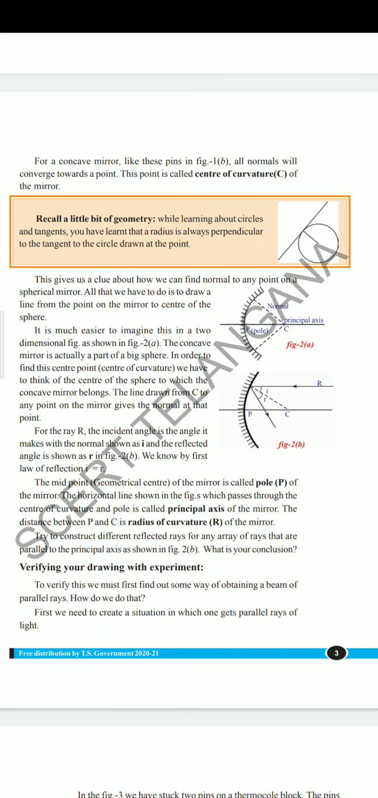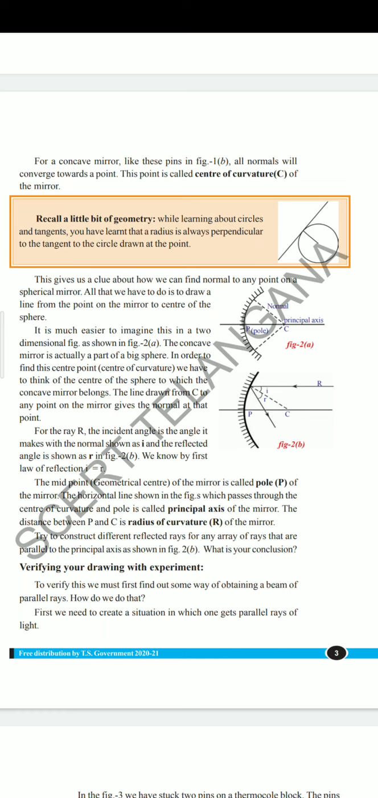The midpoint, the geometrical center of the mirror, is called the pole of the mirror. The horizontal line shown in the figures, which passes through the center of curvature and the pole, is called the principal axis of the mirror.